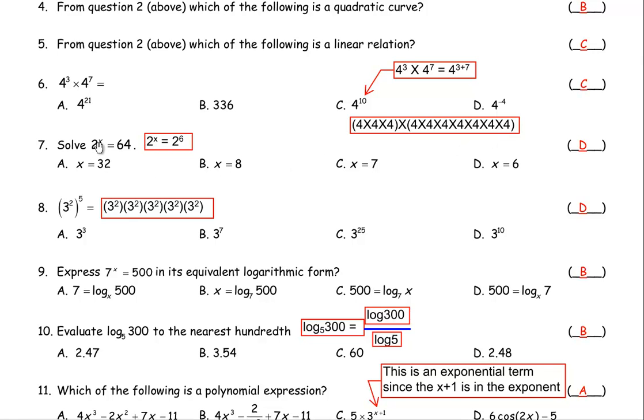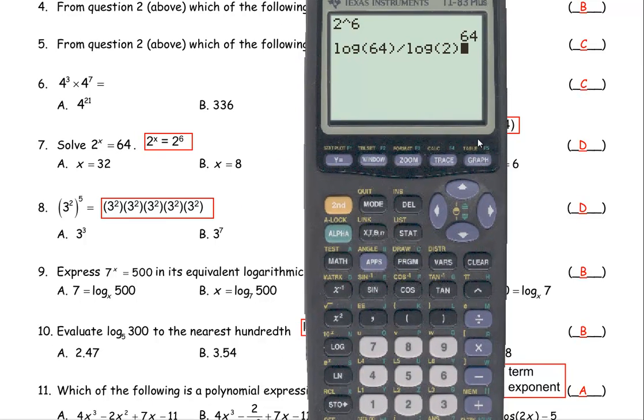For number 7, we're asked to solve 2 to the x equals 64. So this really means what power do you raise 2 to get 64? So in order to solve this, what we would want to do is write the 64 as a power of 2. And it would look like this. And in your calculator, see, there's 2 to the power of 6 equals 64.